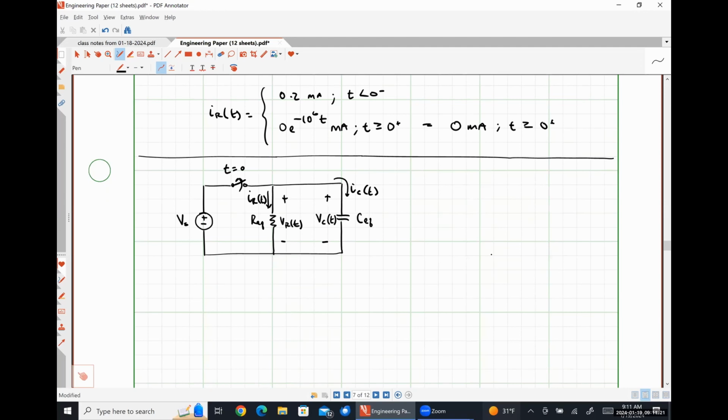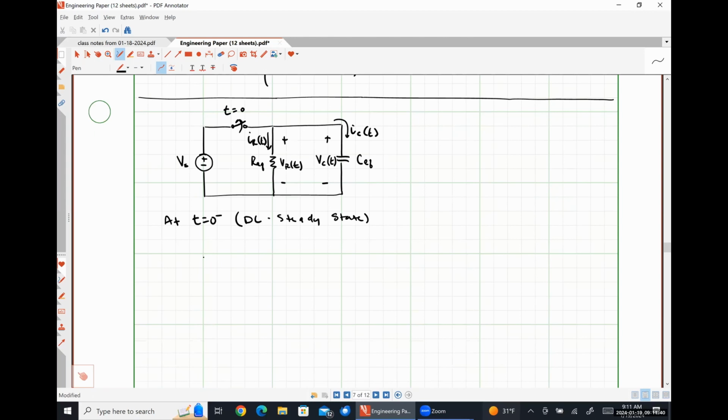So let's follow the same basic steps to sort things out like we did previously, okay? So at t is equal to 0 minus, the moment before our switch opens up, we are at DC steady state. And so our circuit should look like this. So here's our voltage source Vs, our switch is closed. Here's our resistor REQ. Here is our resistor current IR at 0 minus.